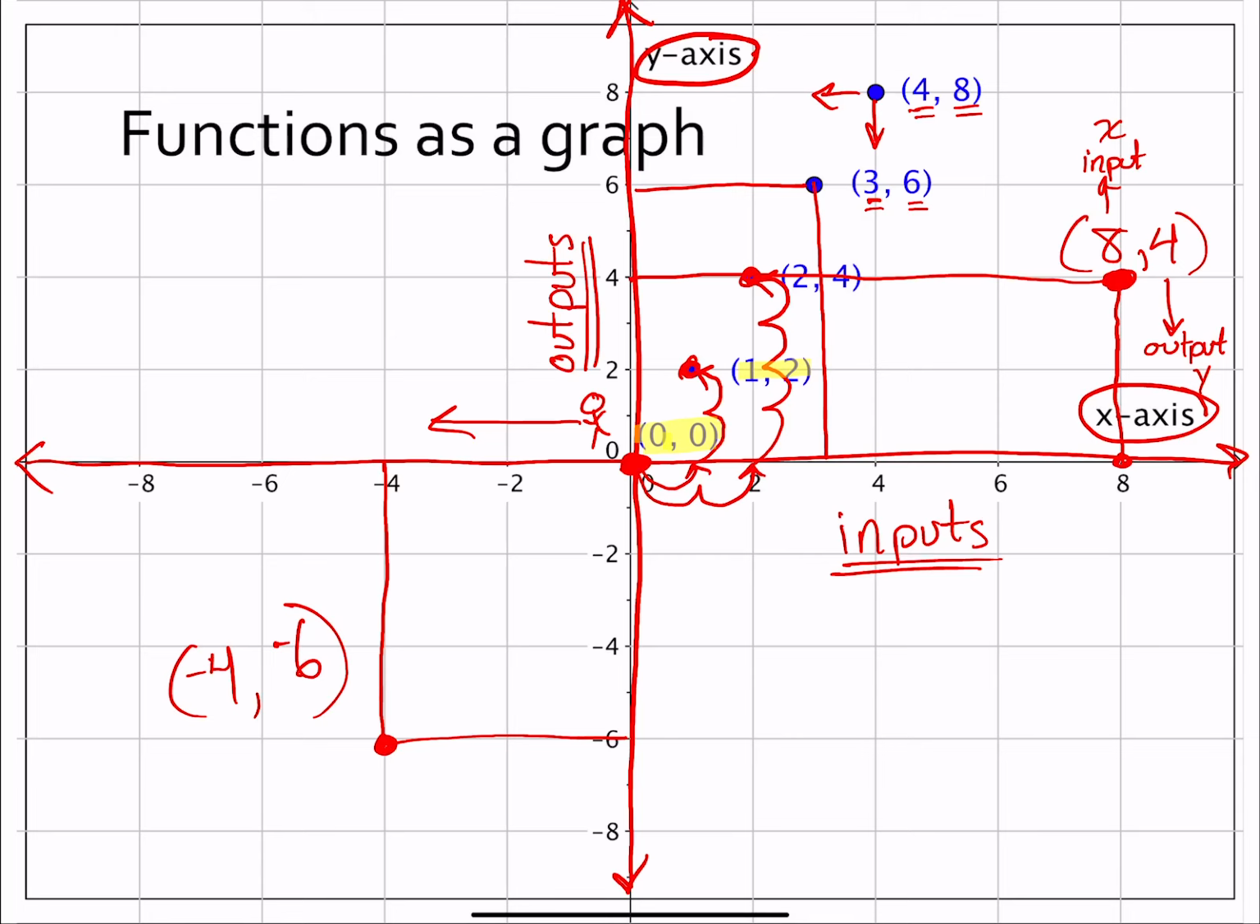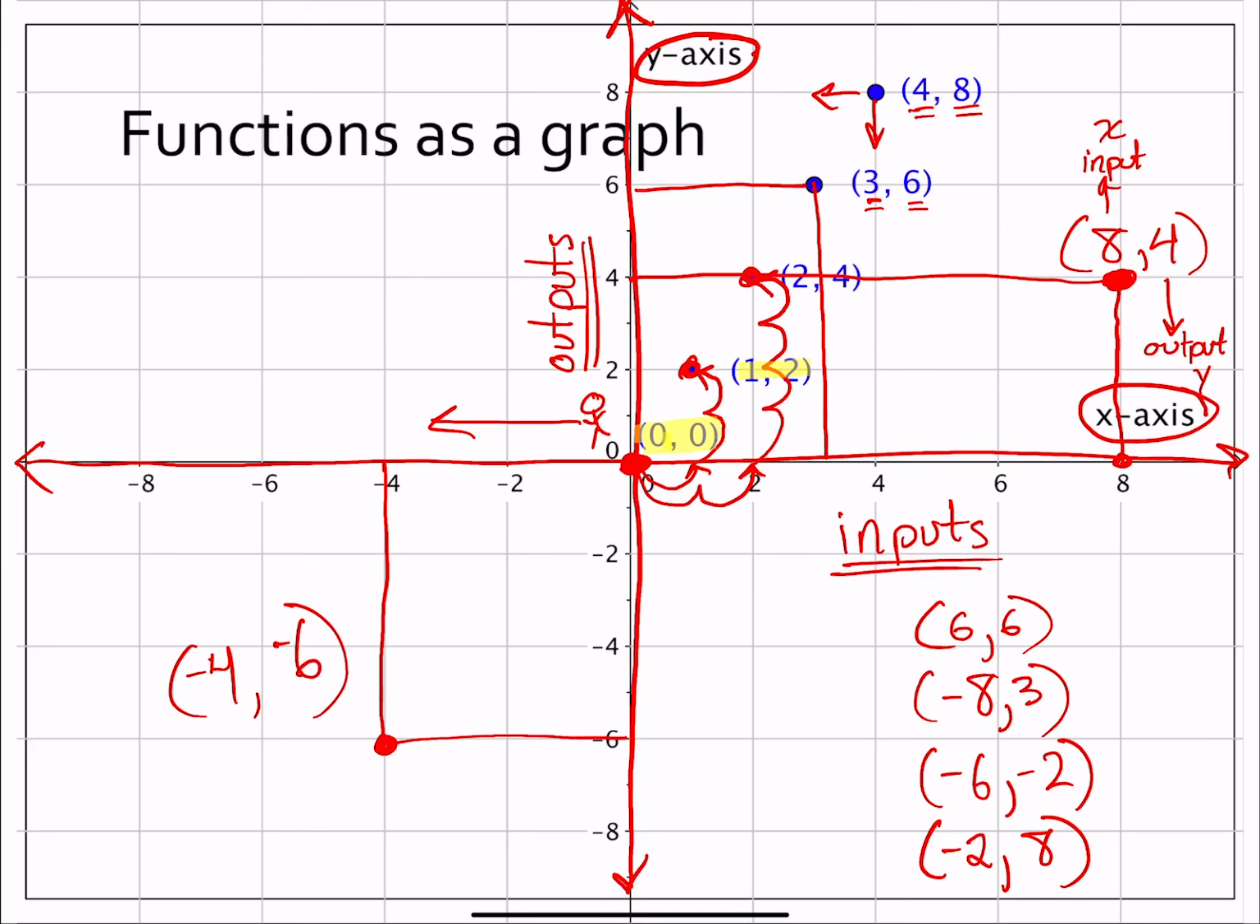What I want you to do is go back a couple of seconds in the video to the point where I hadn't drawn anything, and just try to plot a couple of points, right? So you can try to plot 6, comma, 6. Try to plot -8, comma, 3. Try to plot -6, comma, -2. And for the last one, I want you to try to plot -2, 8. So just pause the video and try to plot it.